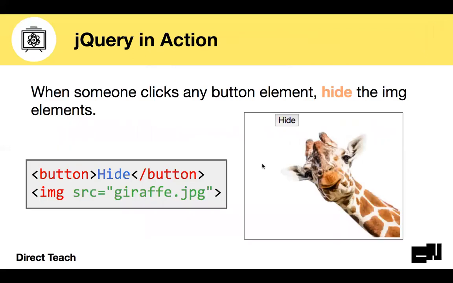Okay, so now we're actually going to see what jQuery actually looks like in action. So we know that with jQuery or with JavaScript, we can make websites do things like what this statement is asking. When someone clicks any button element, hide the image elements, right? And what we see here is the HTML, where we have a button, and then we have an image, which is the image of the giraffe. So we want to say make a website that when you click this button, hide, this image of this beautiful giraffe will hide.